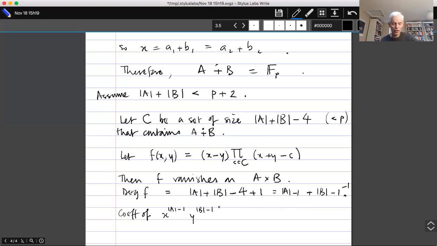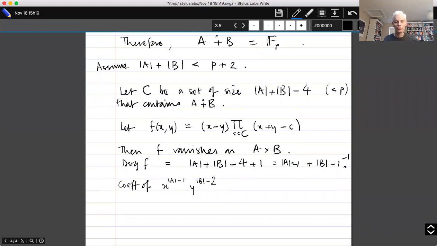So I will be done if either the coefficient of x to the |A| minus 1, y to the |B| minus 2 is non-zero, because then I can take d1 to be the size of A minus 1 and d2 to be the size of B minus 2, or the coefficient of x to the |A| minus 2 and y to the |B| minus 1. If one or other of those two coefficients is non-zero, then I'll be in good shape. So let's just see what those two coefficients are. It's ever so slightly more complicated than in the previous proof.